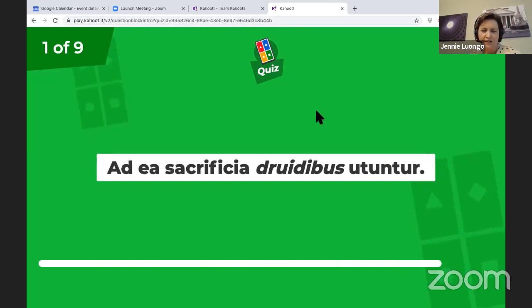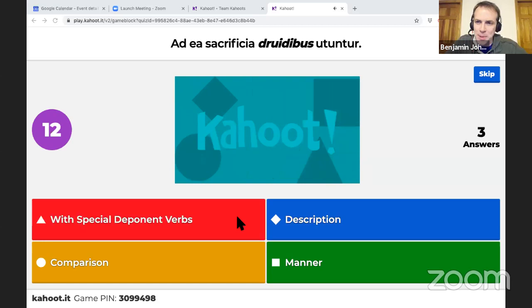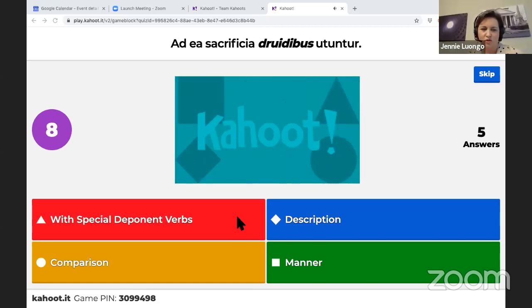So we're going to look at the sentence, ad ea sacrificia druidibus utuntur. Is druidibus in particular an ablative with special deponent verbs, an ablative of description, comparison, or manner? I remember talking about this one, right? Yeah, we've talked about this verb utuntur a lot, so hopefully people are keying into that as they get the question.